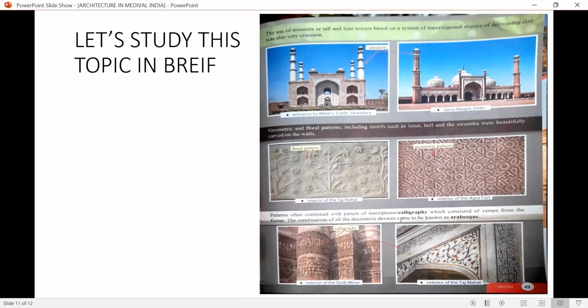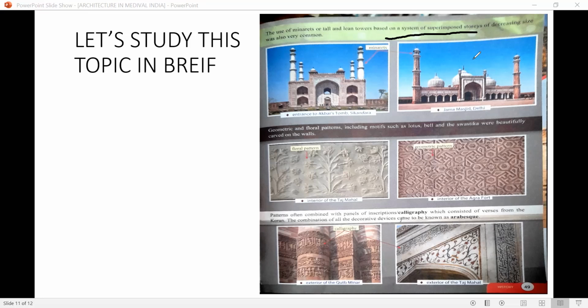So as I told you, I'm going to explain these pillar-like structures. Over here, the time has come to study the tower-like structures which are known as minarets. The use of minarets, or tall and lean towers, was based on the system of superimposed stories. Superimposed stories of decreasing size were also very common. In these minarets, why were they used? It can be asked as a short question: why were the minarets used?